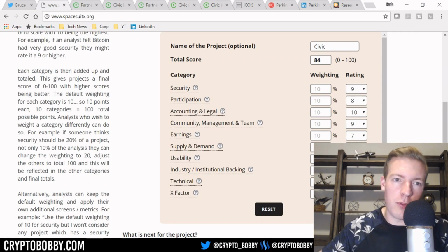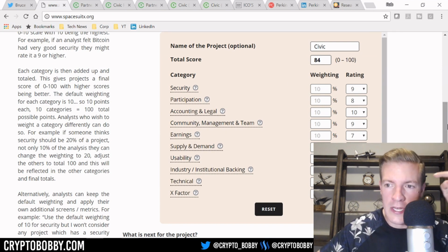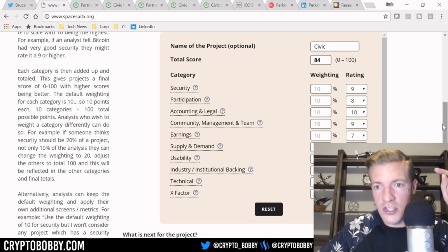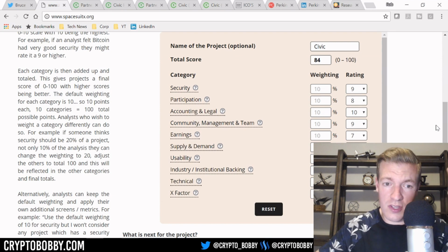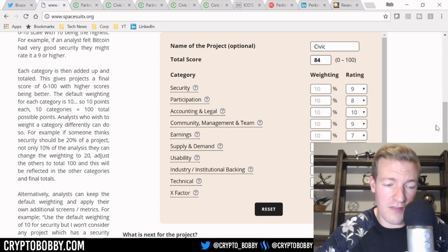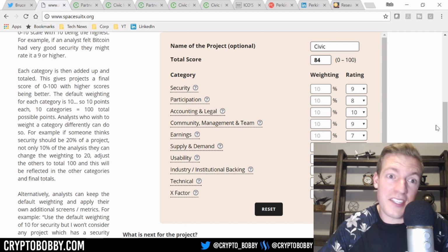I'll put the link to SpaceSuitX.org in the comments as well, so you can certainly get a good feel for this valuation method. I really enjoy it. I think it's pretty cool, and I would like to continue doing it if you guys enjoy it. So let me know there, please.